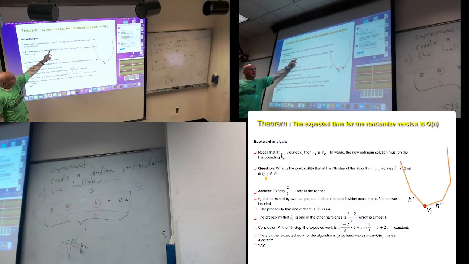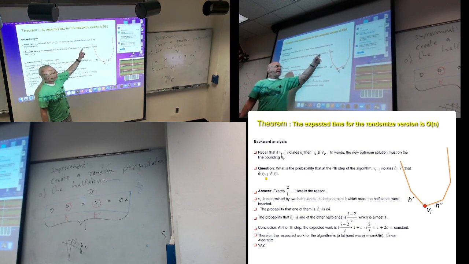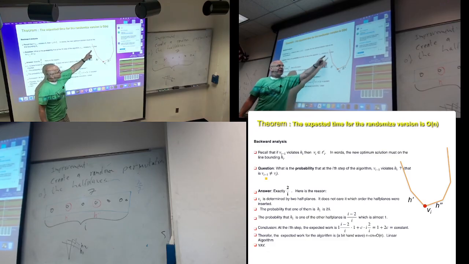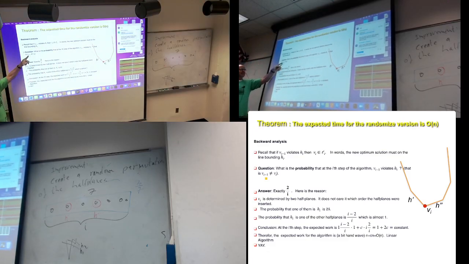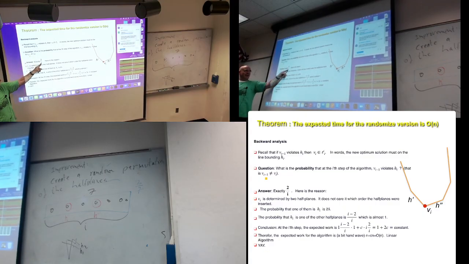So the probability that at the i step of the algorithm, Vi minus 1 violates Hi, that is, that Vi minus 1 is not Vi, is only 2 over i.